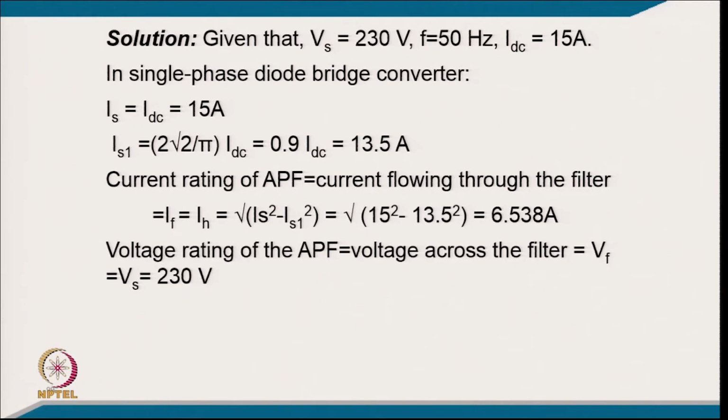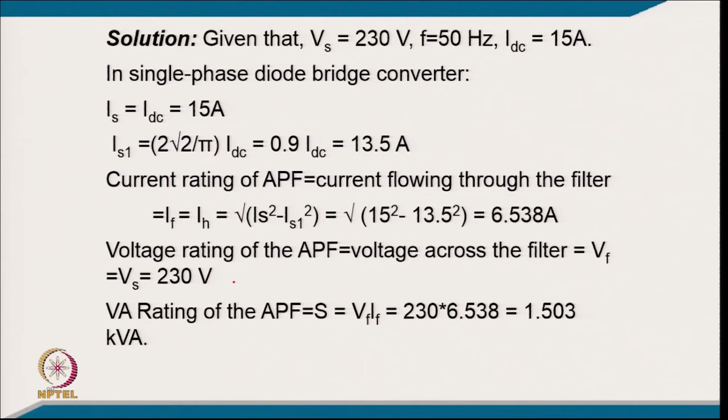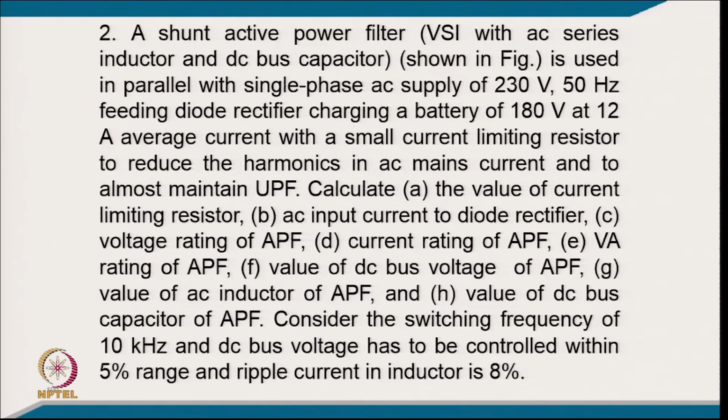The voltage rating of the shunt active filter is the same as the load. So, that is 230 volt, and the VA rating of this shunt active filter, VF into IF, will be 230 into the current of the active filter, 6.538. So, it comes to 1.503 kVA.